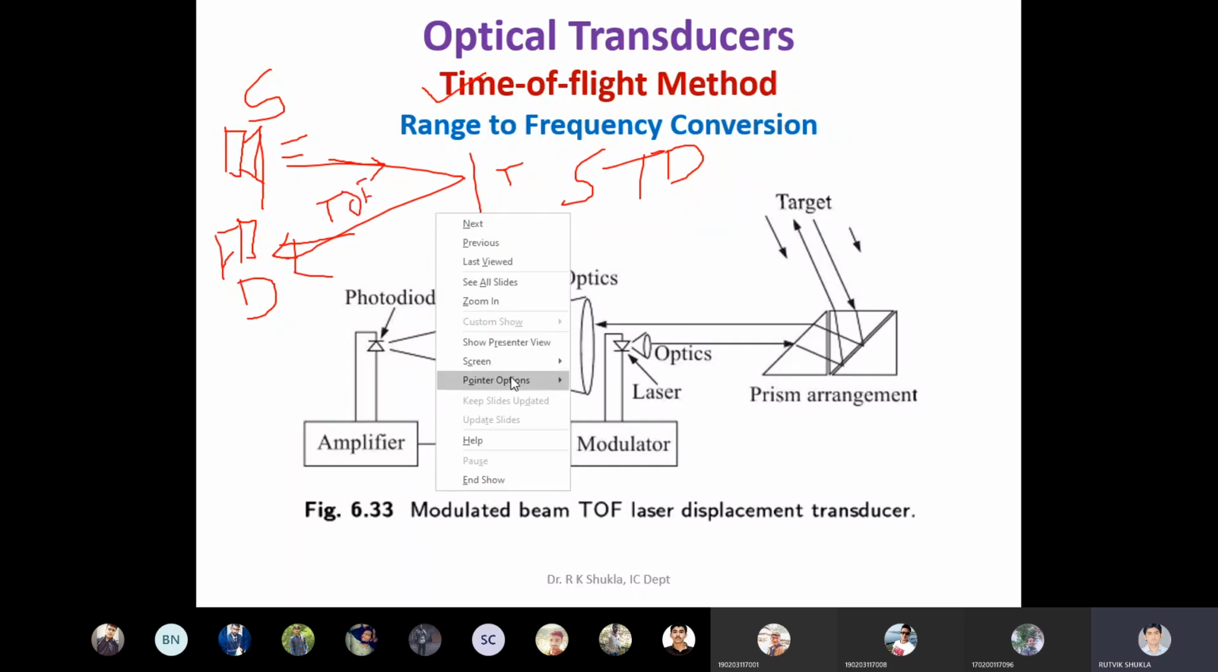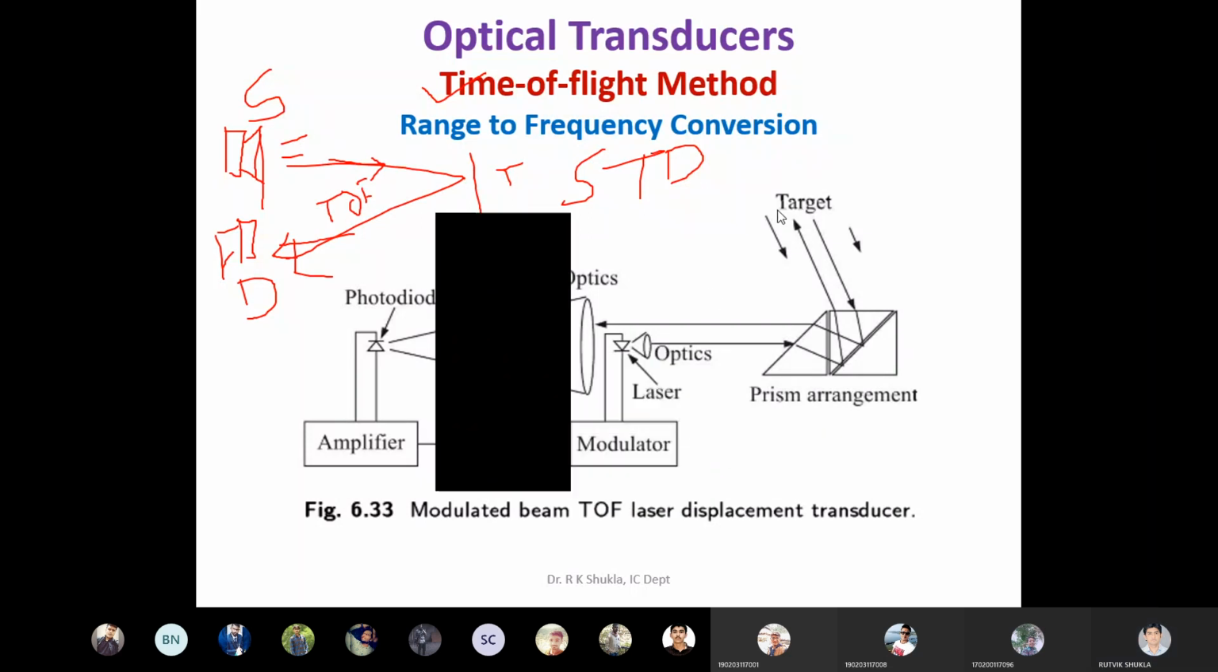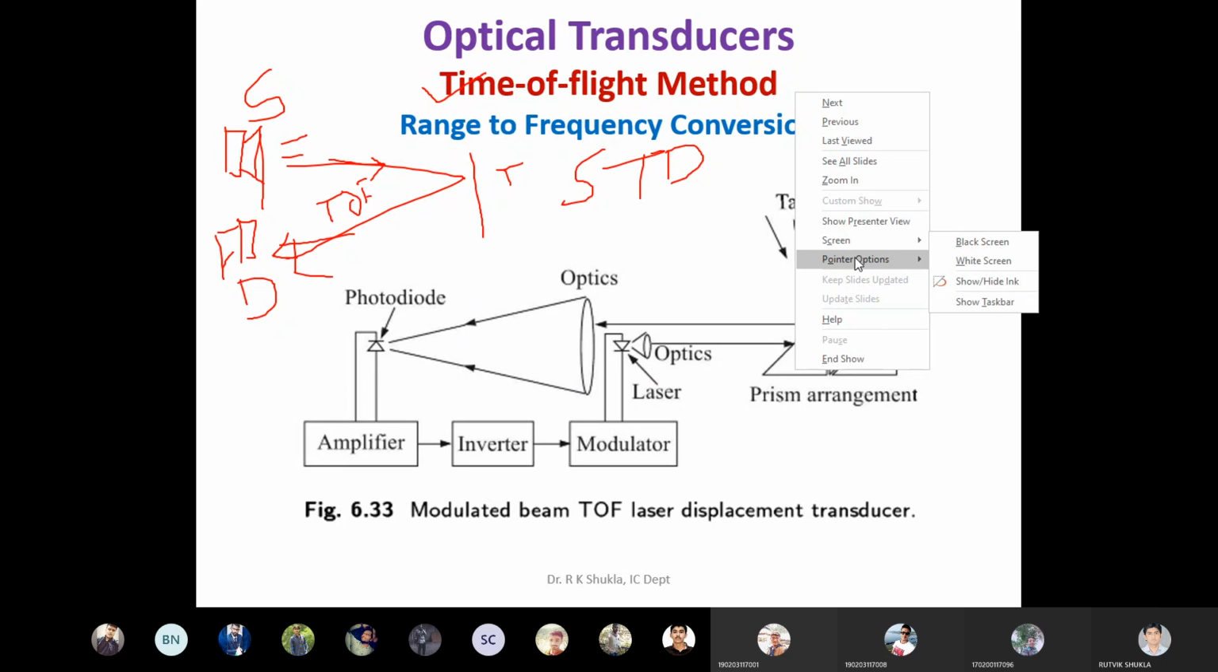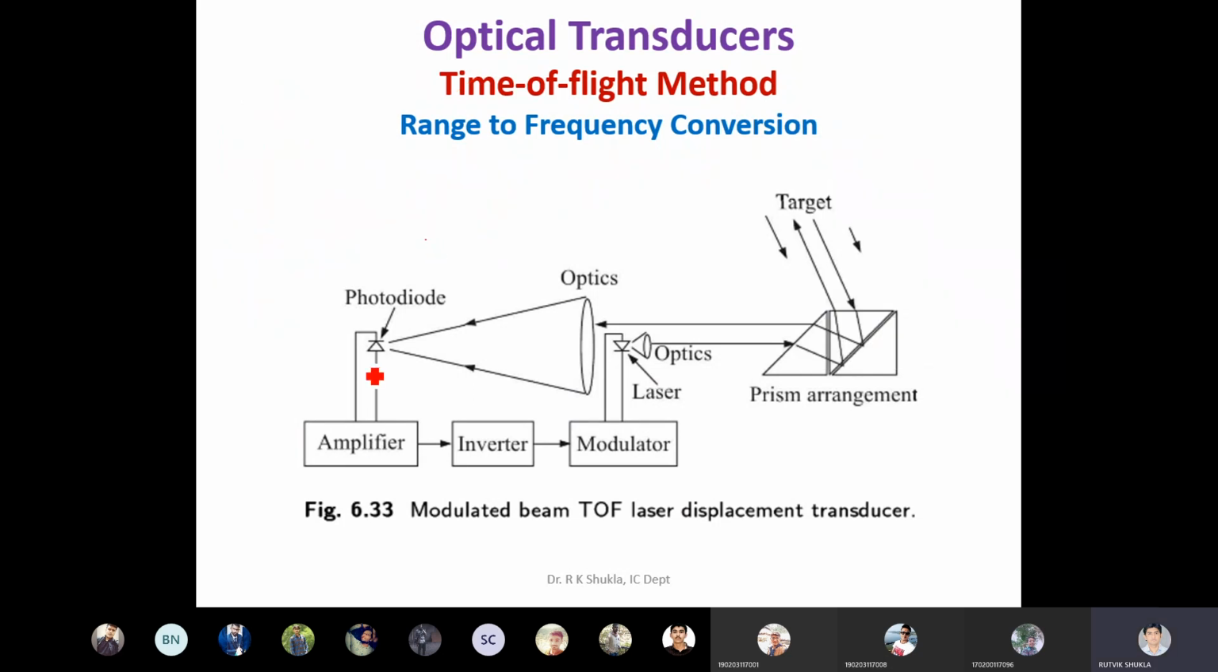Based on the same principle, let's take a look at another method. It is called range to frequency conversion. This is the method. So what does it mean? Range means we are talking about the length, or we can say we are talking about the displacement, D. So somehow you are trying to correlate this displacement in terms of frequency.